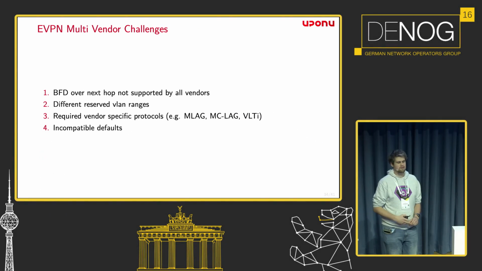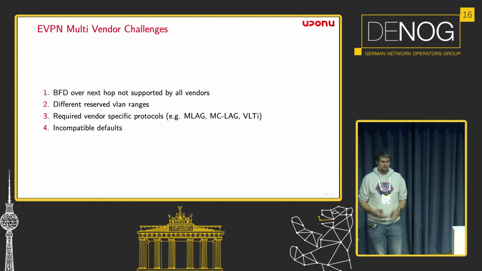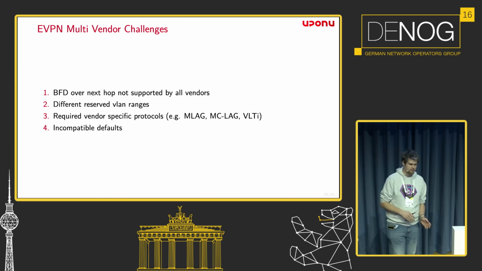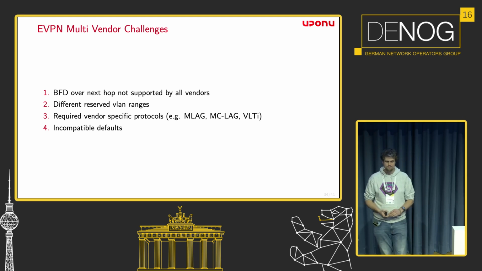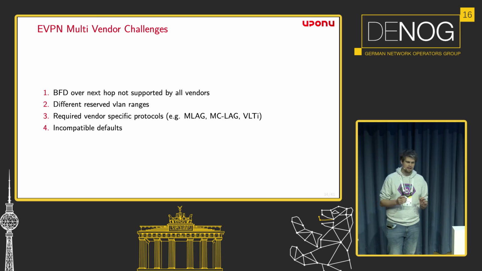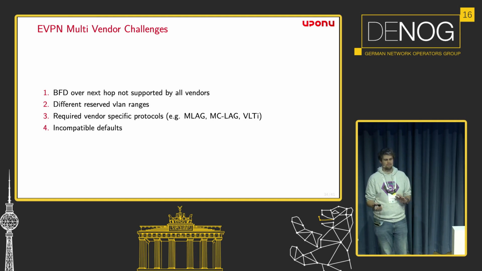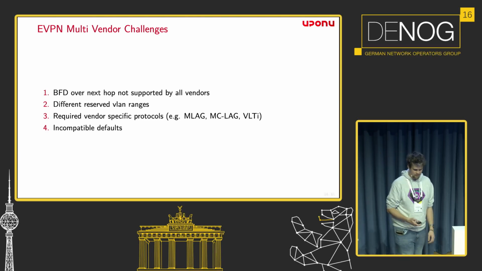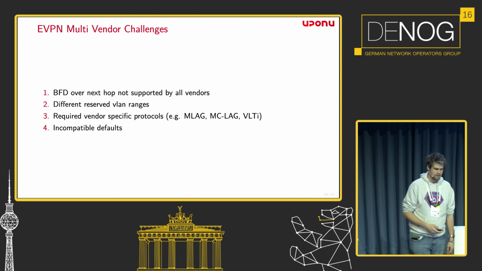So for these multi-vendor fabrics, we have some challenges. For us, BFD is not supported for all vendors, or for next hop. This doesn't work on their switches. We have different reserved VLAN ranges, which can differ for some devices. We have vendor-specific protocols like MLAG, VLTI, etc., and some incompatible defaults, where not everyone agrees on the same standards what to use as default configurations for EVPN or BGP.